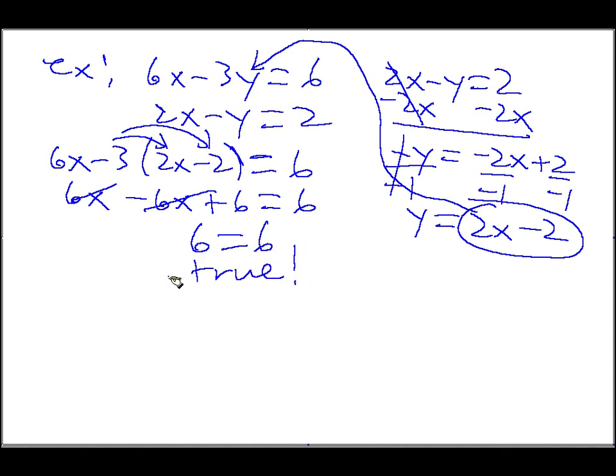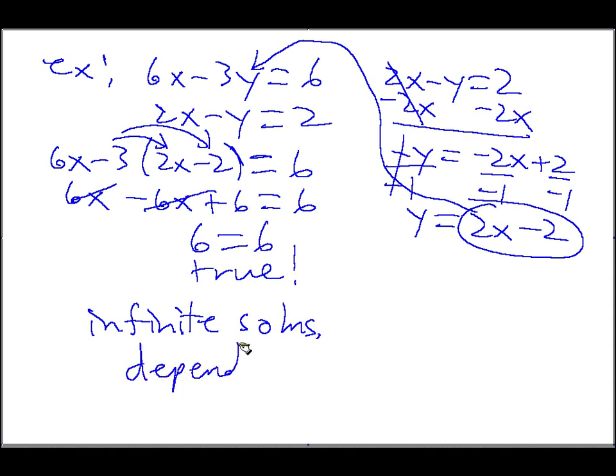So unlike the last example, using the substitution method, I ended up with the what? With a true statement. Always true. So what does that mean? That means that these two equations are basically the same line. And that means we have what? Infinite solutions here. And what term do we use for a system that has infinite solutions? We call it a dependent system. Okay, a dependent system.